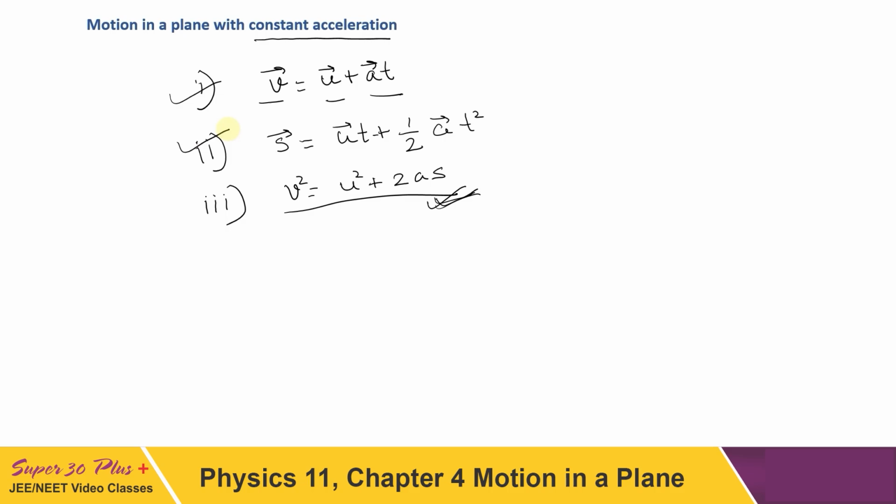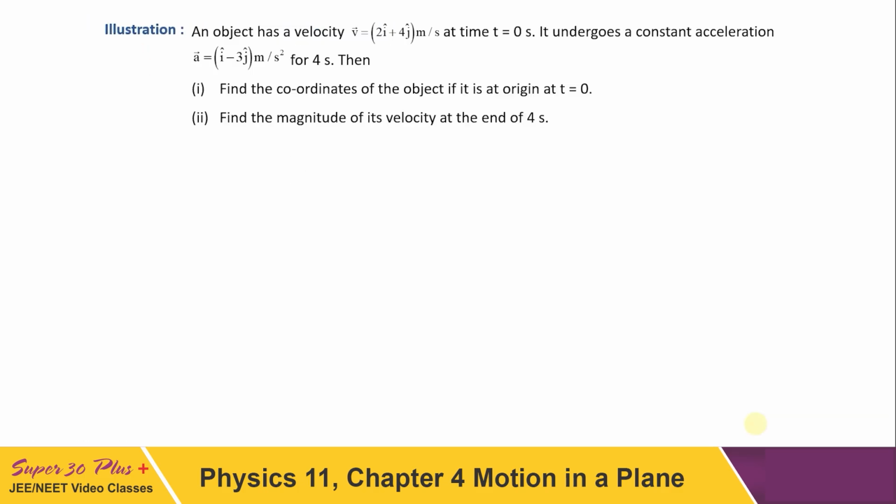Again I think we should take some numerical examples so that these things which we learned will be clarified properly. So let us see some examples. The first example: an object has a velocity at time t is equal to 0. So this is the initial velocity given here, u is 2i plus 4j. I have written u, so it is already specifying that this velocity is for time t is equal to 0.